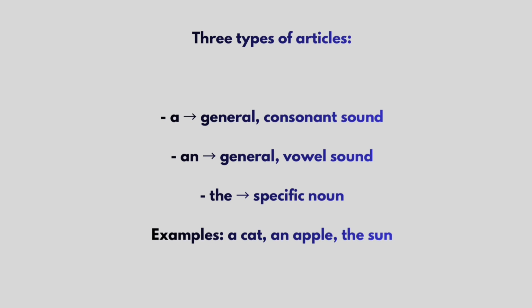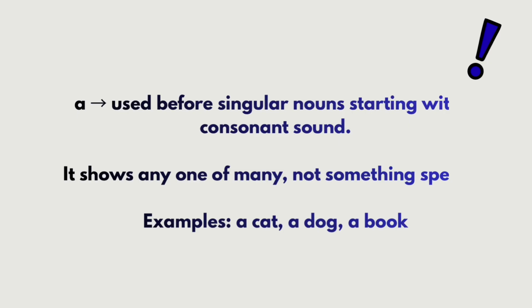For example, a cat is general, and cat has a consonant sound. A cat, because cat is one. Talking about a cat, only one. An is general, but it's a vowel sound: an apple. The sun is a specific noun. So we're using the sun.